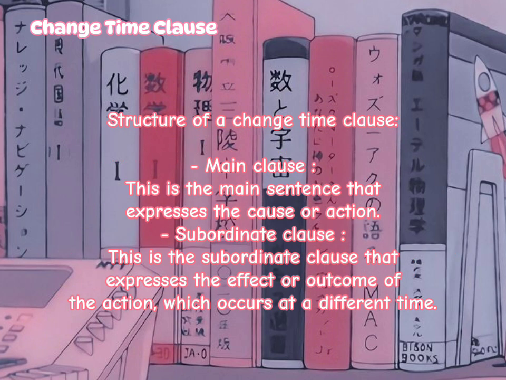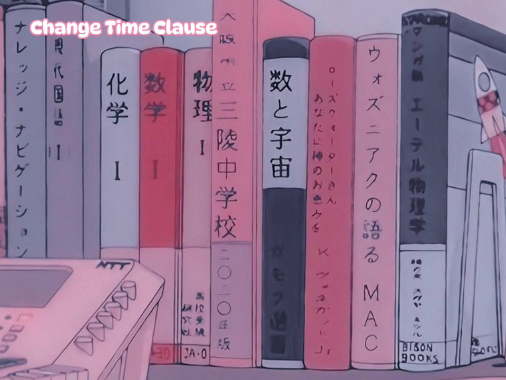The structure of change time clause consists of two parts. The first one is main clause. This is the main sentence that expresses the cause or action, and there is subordinate clause. This is the part that expresses the effect or outcome of the action, which occurs at a different time. Here are some examples of main clauses and modified phrases using change time clauses to express cause and effect relationship.